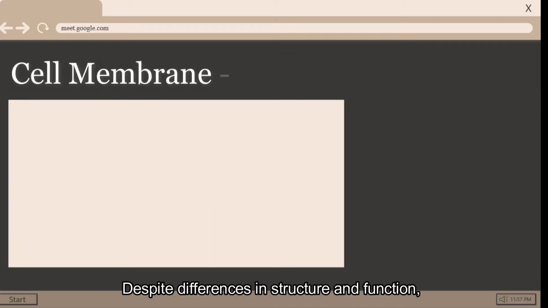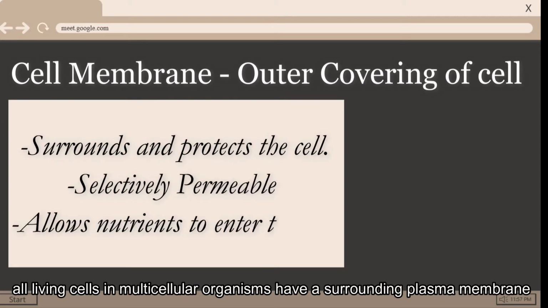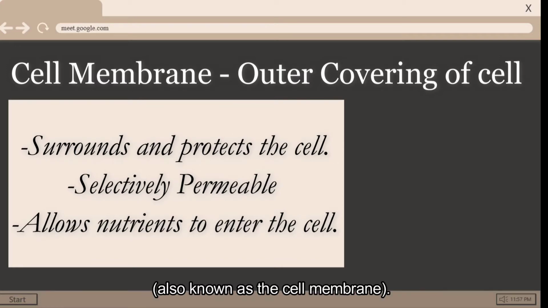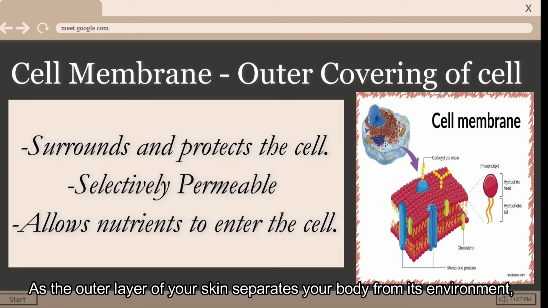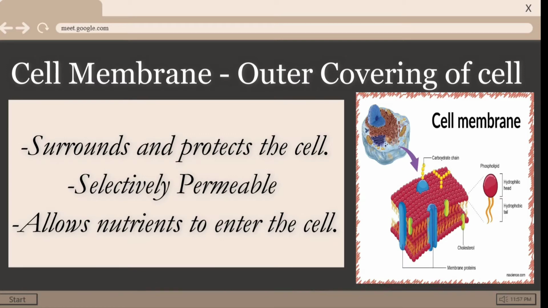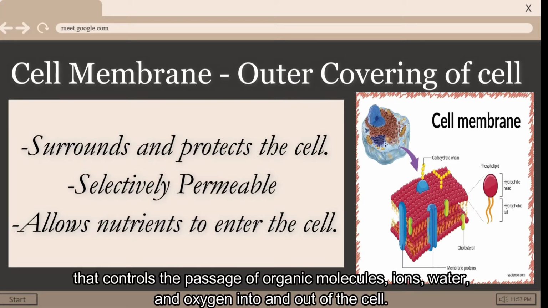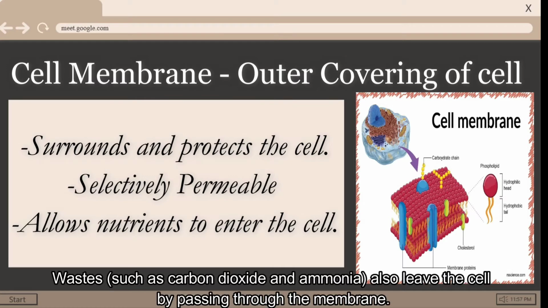Despite differences in structure and function, all living cells in multicellular organisms have a surrounding plasma membrane, also known as the cell membrane. As the outer layer of your skin separates your body from its environment, the plasma membrane separates the inner contents of a cell from its exterior environment. The plasma membrane can be described as a phospholipid bilayer with embedded proteins that controls the passage of organic molecules, ions, water, and oxygen into and out of the cell. Waste, such as carbon dioxide and ammonia, also leaves the cell by passing through the membrane.